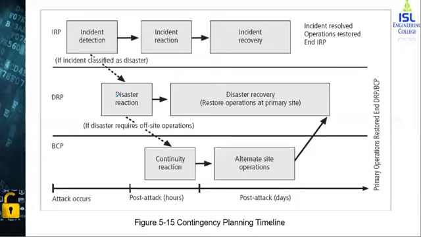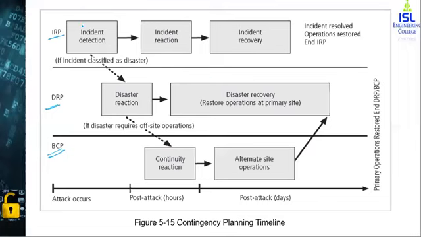Now here is the contingency planning timeline. You've got three components: incident response planning, disaster recovery planning, and business continuity planning. Within these three components, the first is incident detection. If the system has detected an attack, you need to identify what the reaction is going to be. Then incident recovery: how you're going to recover from that particular incident.